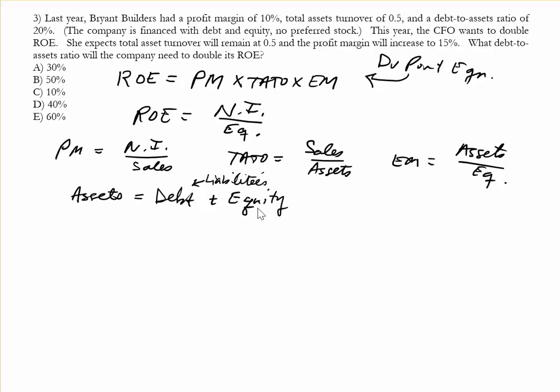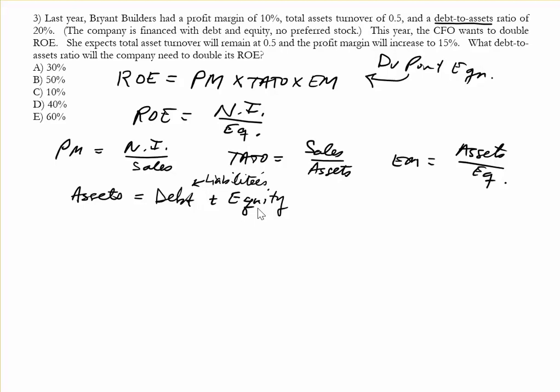All right, now after that review, let's go into this specific problem. It tells us that Bryant Builders has a profit margin of 10%, asset turnover of 0.5, and a debt to assets ratio of 20%, and they want to double the ROE. Well, this is an opportunity to use the DuPont equation. However, notice that we're not given the equity multiplier, we're given debt to assets. Do not confuse debt to assets for equity multiplier.